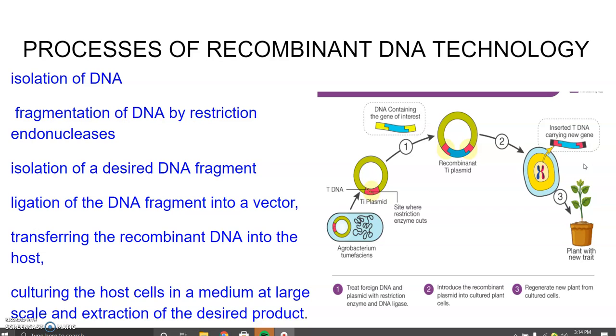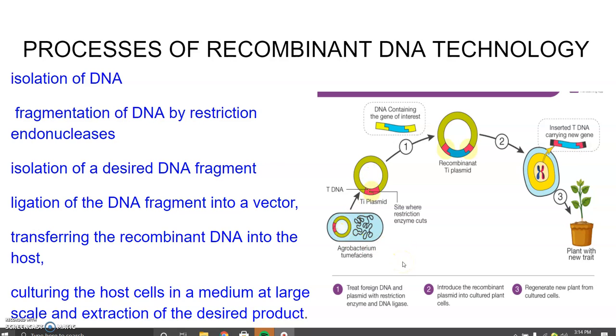Recombinant DNA technology involves several steps in specific sequence such as isolation of DNA, fragmentation of DNA by restriction endonuclease, isolation of a desired DNA fragment, ligation of the DNA fragments, and after ligation, transferring the recombinant DNA into the host and culturing the host cells in a medium on a large scale, and extraction of the desired products. So we'll see how this process of recombinant DNA technology gets completed.